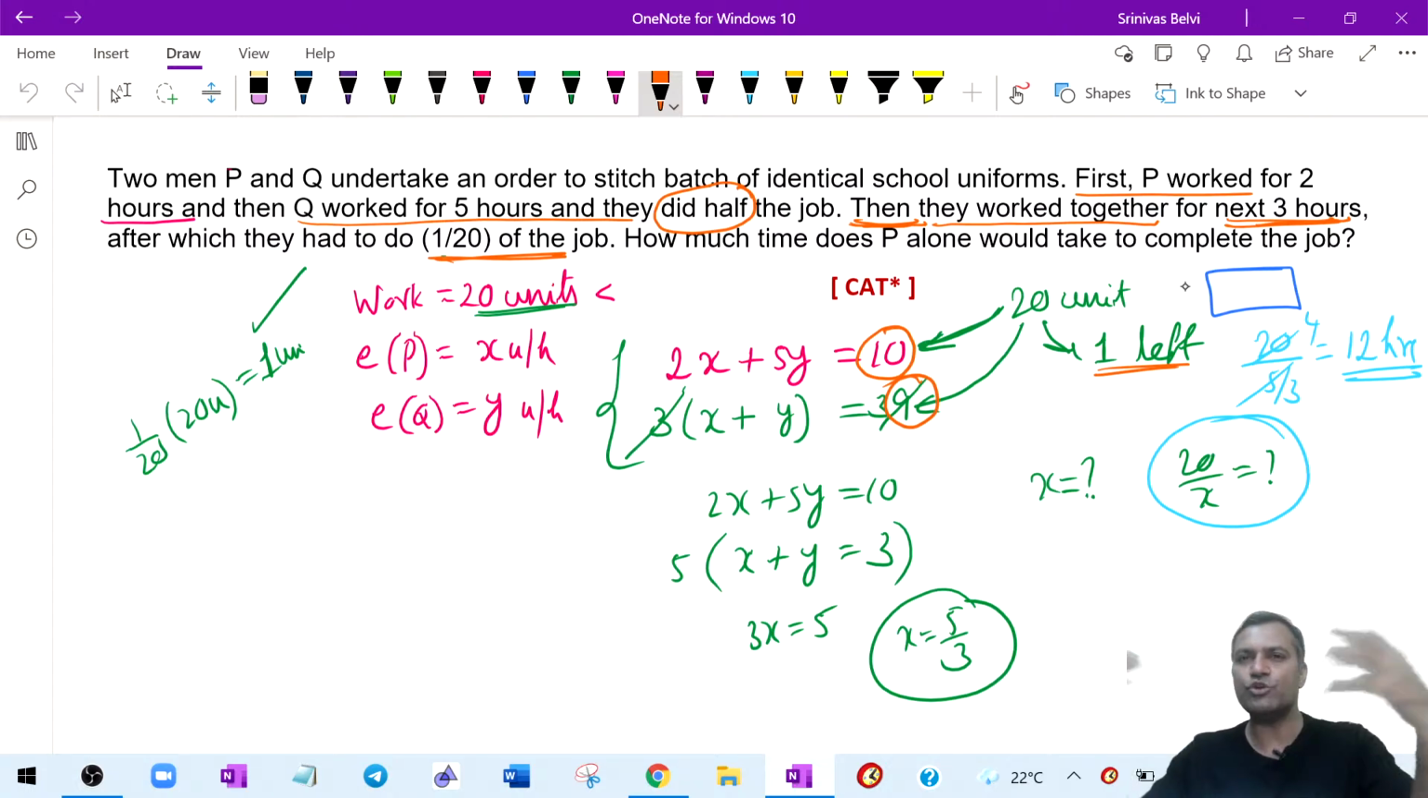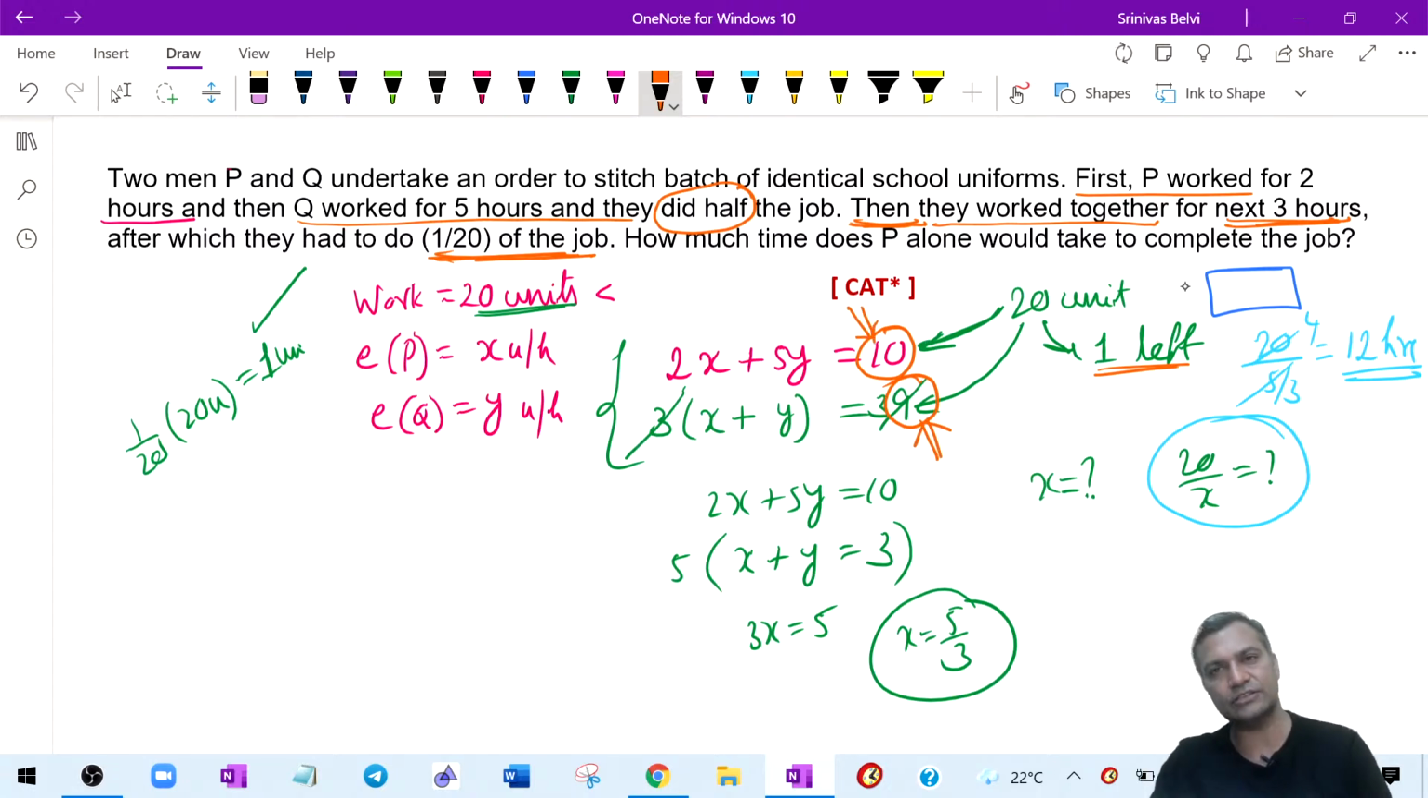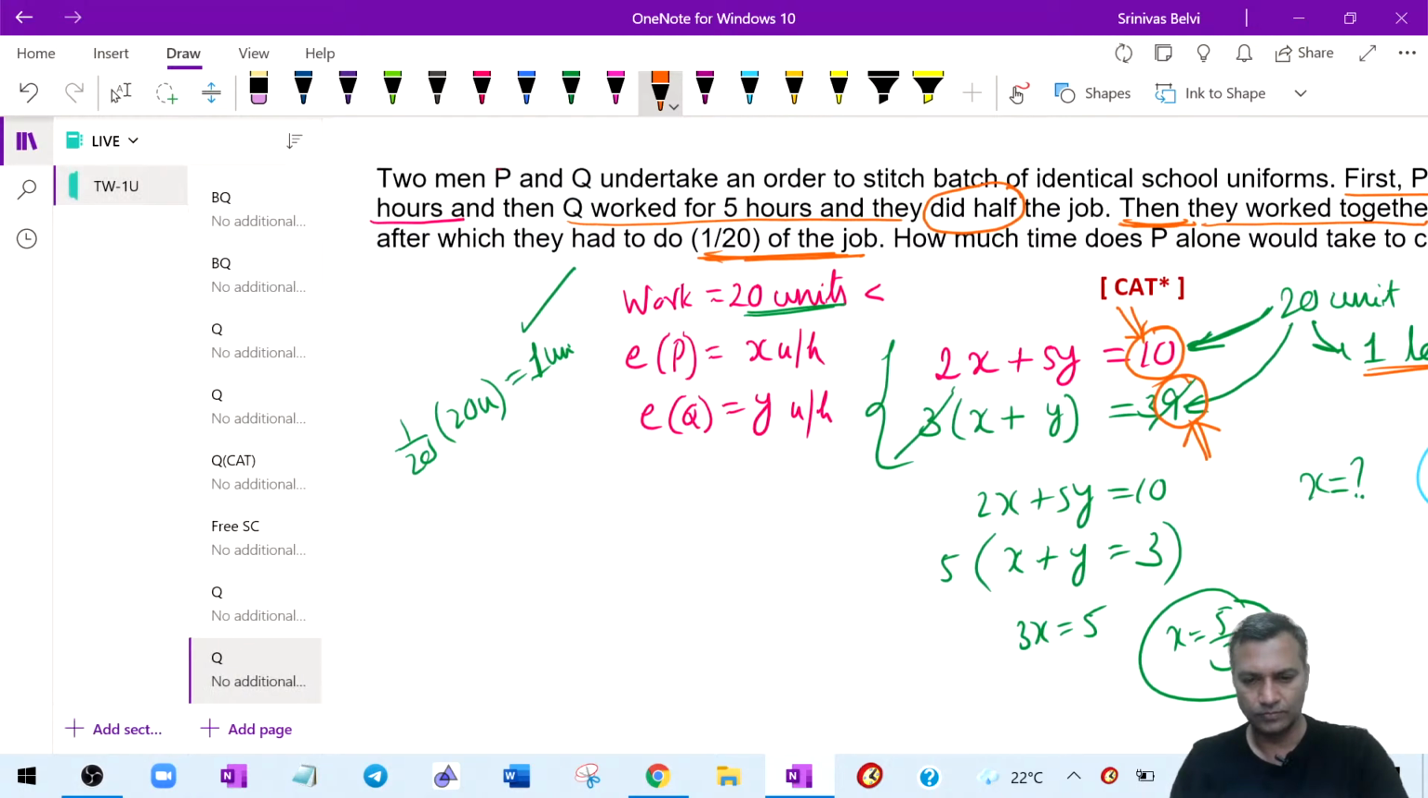So it means 19 units they are done. So when they said that 1 by 20th of the job is left, it means 19 units were done. Out of 19 units, 10 were already done. Therefore, 9 more got done in the next 3 hours. Making sense, Mr. Punyashlok? Yeah, I think it should make sense.